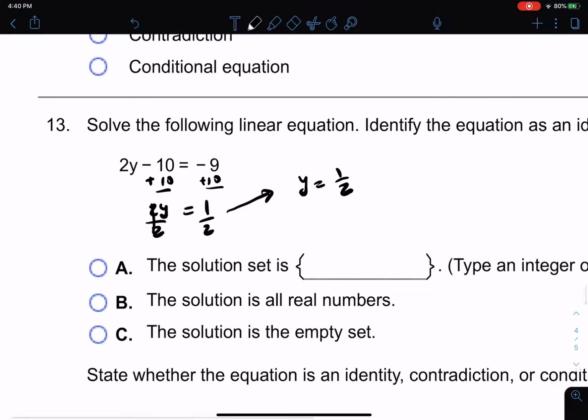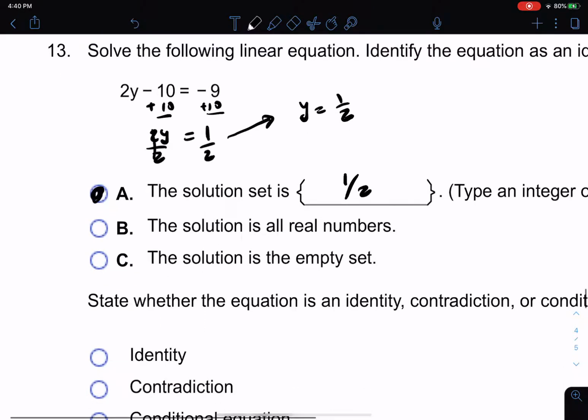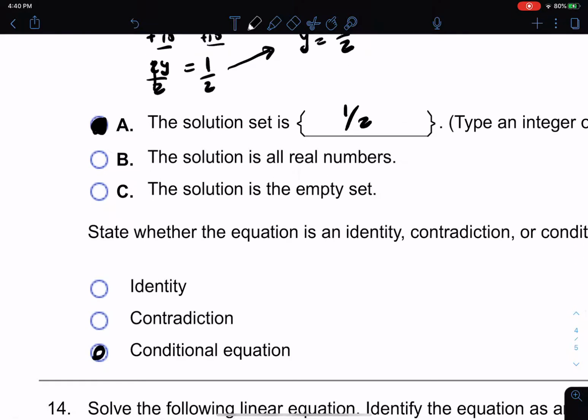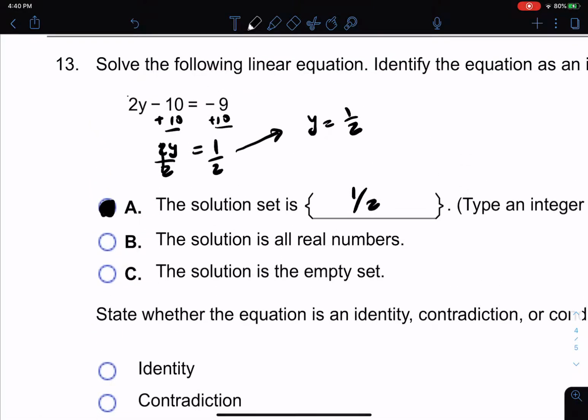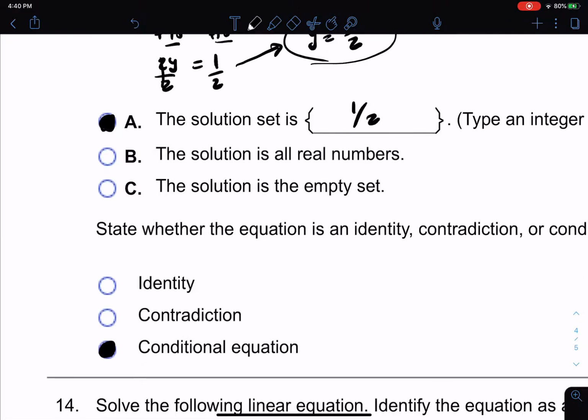Okay, so now this is like many of the problems we did before. It's just that this one wants us to state whether the equation is an identity, contradiction, or conditional. And this is considered conditional. And why is it conditional? Because this left side equals the right side based on the condition that you use what? That you use y equals half. So it has a solution and it's a conditional equation.